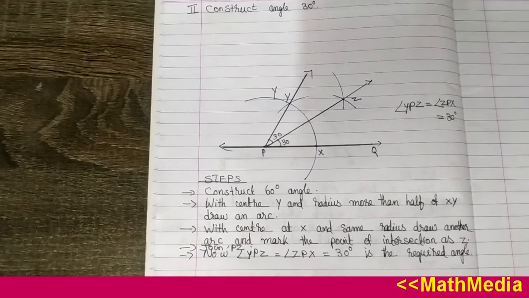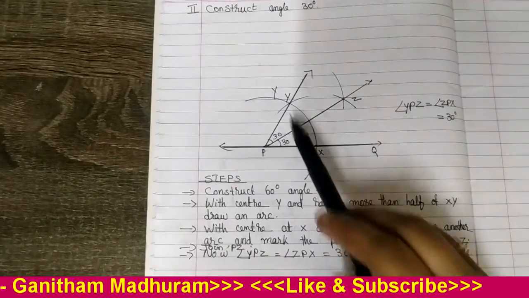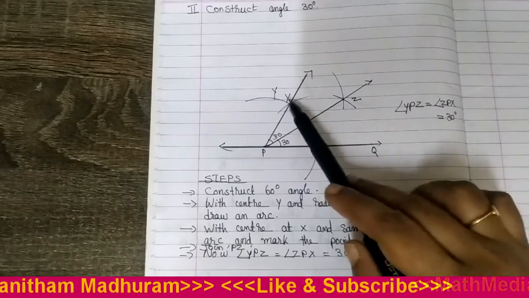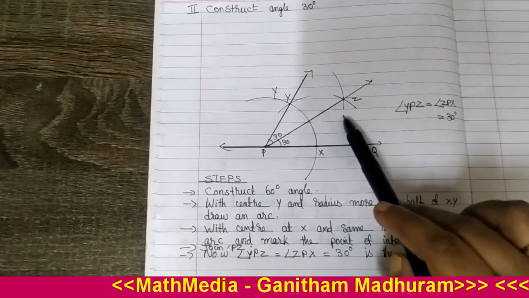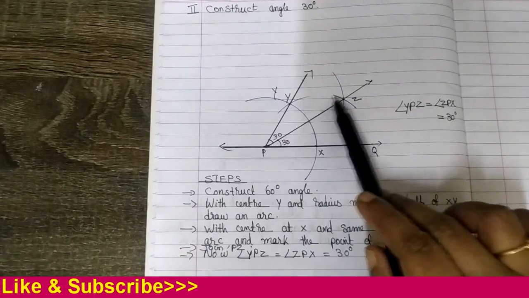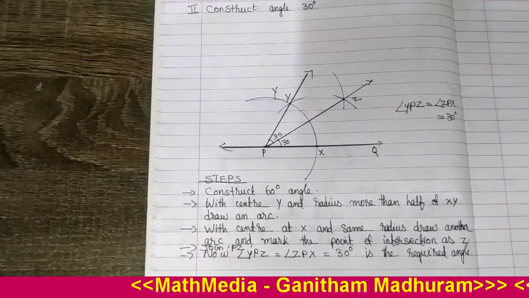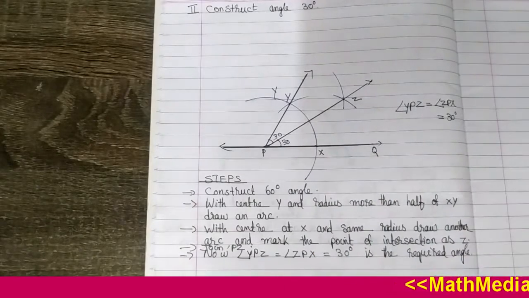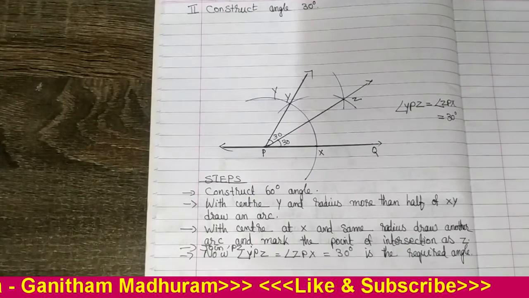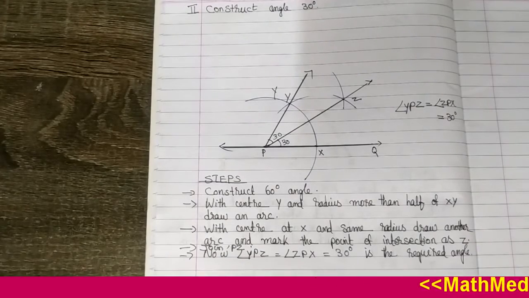Now we have to bisect this 60-degree angle. For that, you can take center at Y and radius more than half of YX. Draw an arc. With the same radius, center at X, you can draw another arc. Mark the point of intersection of the arcs as Z. Now join PZ. Now angle YPZ equal to angle ZPX equal to 30 degree, which is the required angle.